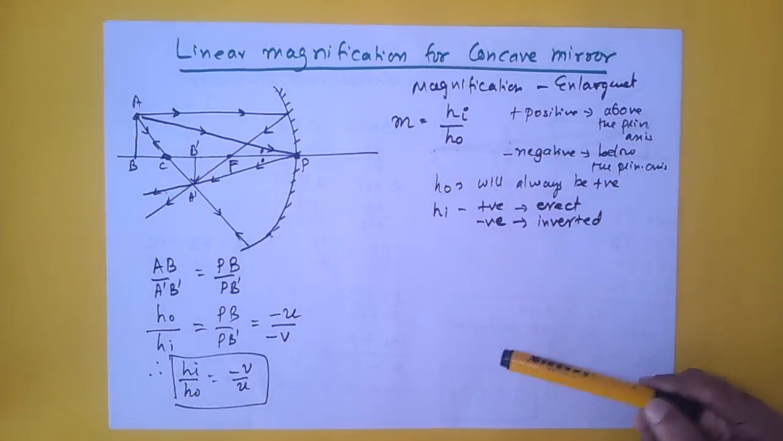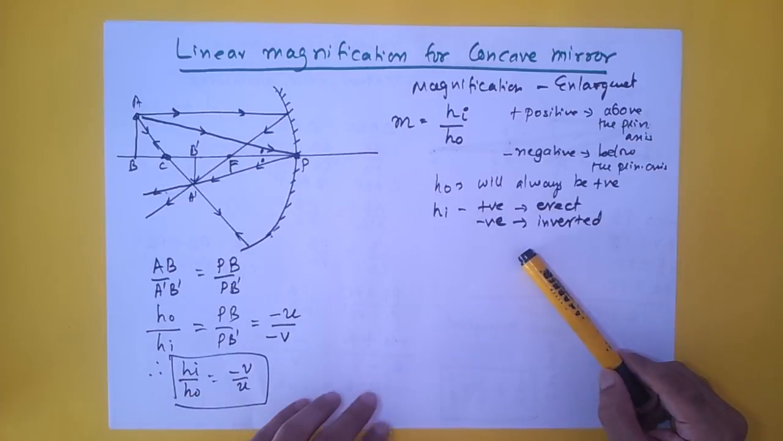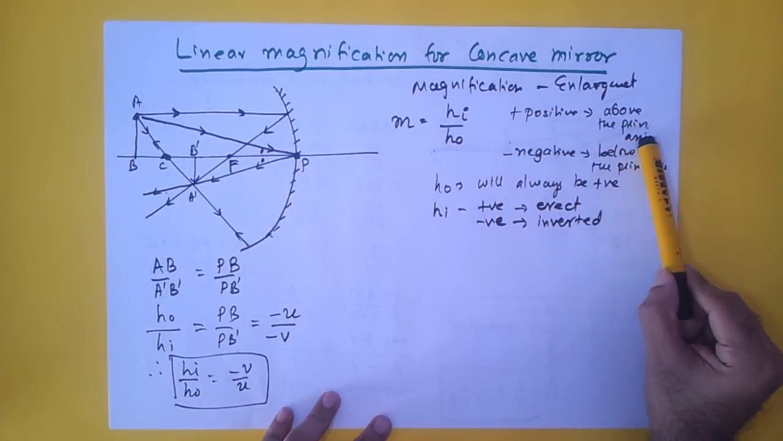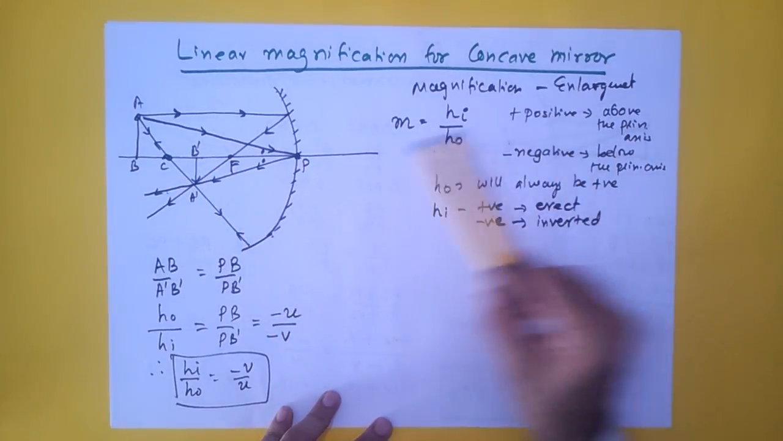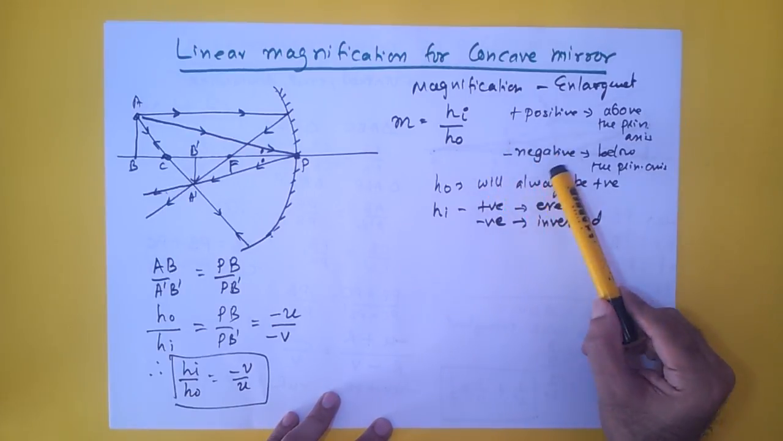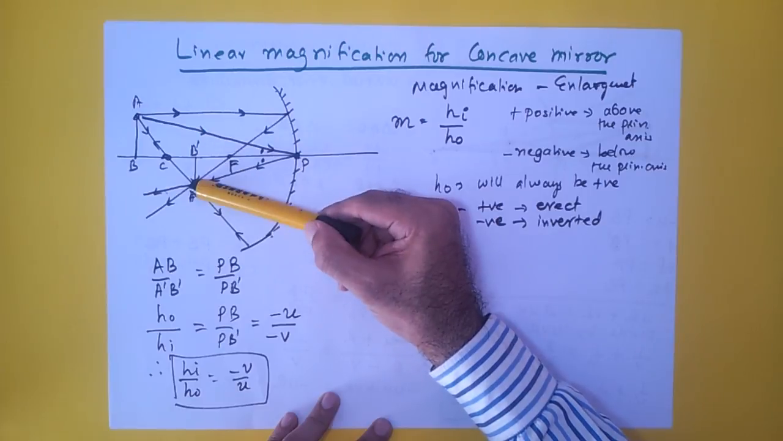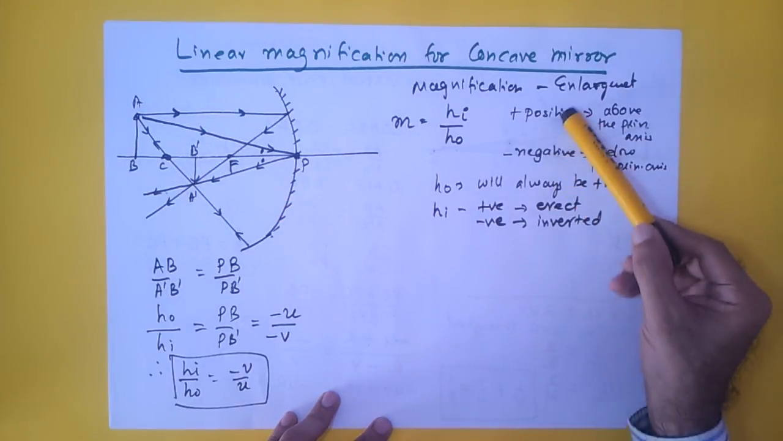Therefore hi upon ho. Now in this case also we have a sign convention. We'll take h positive if it is above the principal axis. For example, here object AB is above the principal axis, so we'll assign a positive sign to HO. If it is below the principal axis, for example in this case the HI is below the principal axis, so we'll assign a negative sign to that. So this is how the sign convention is assigned.